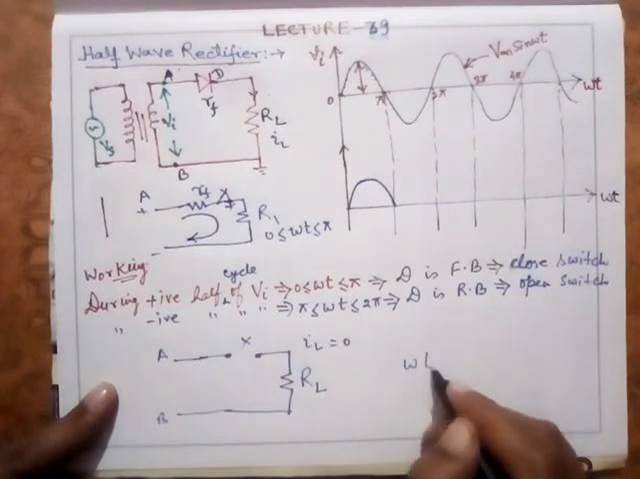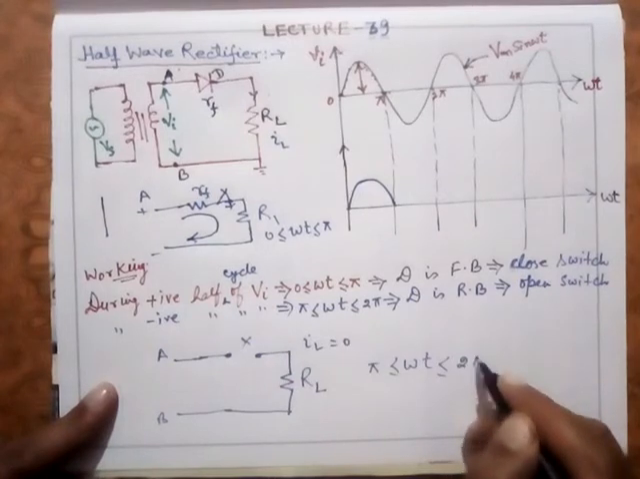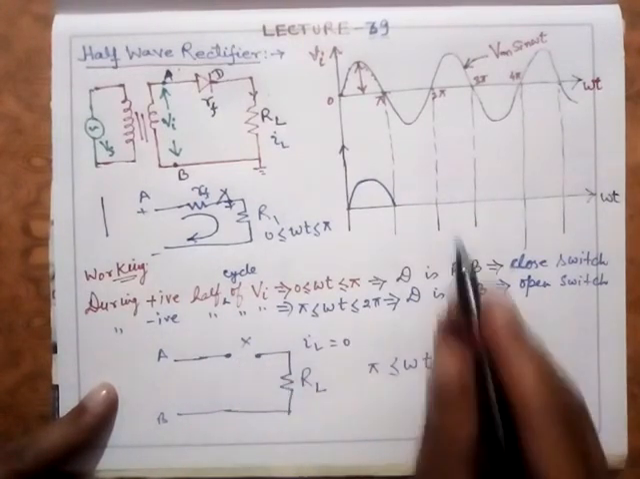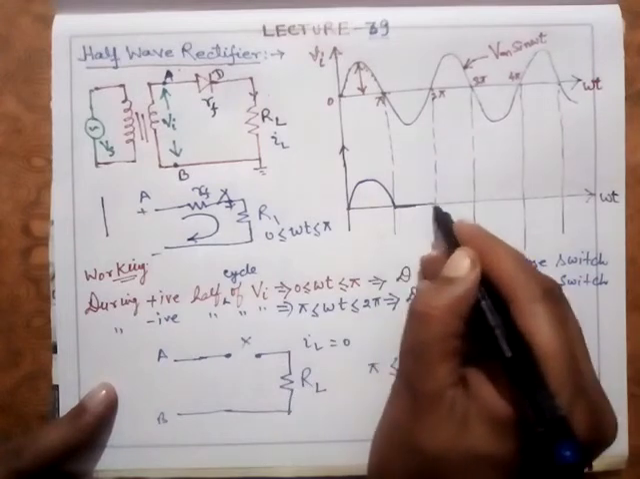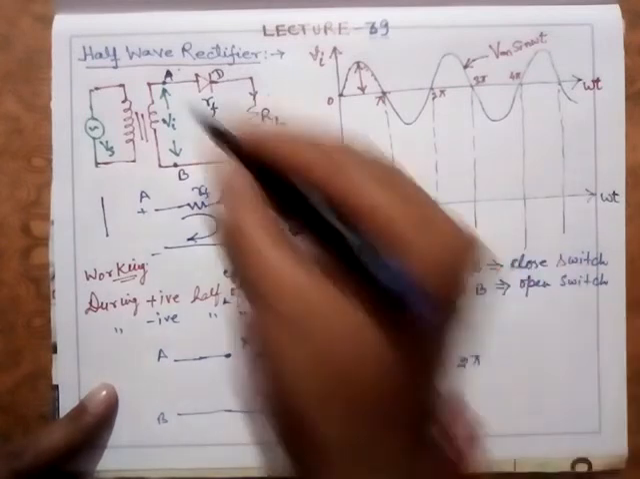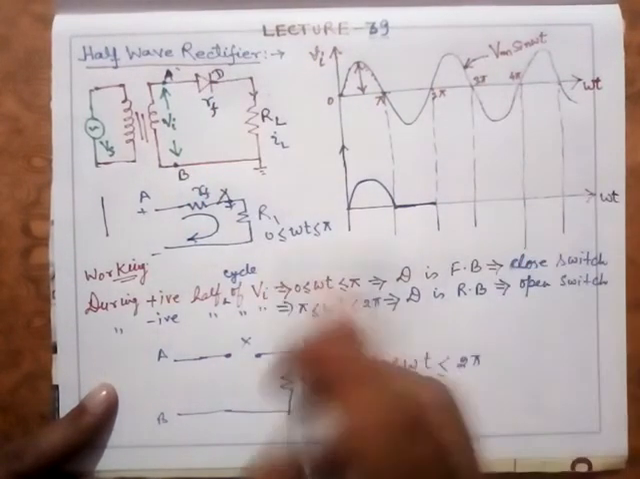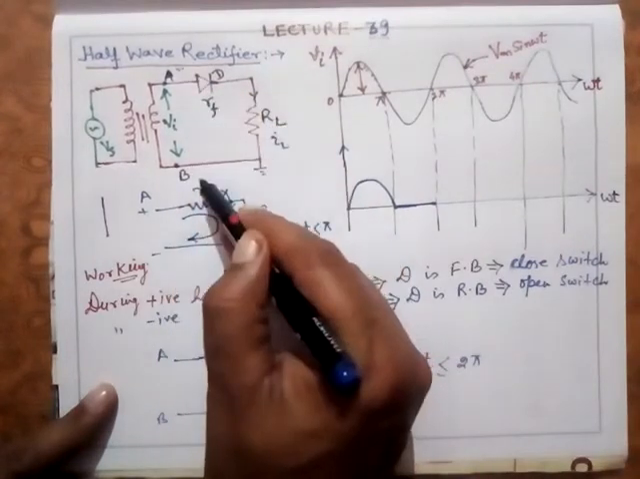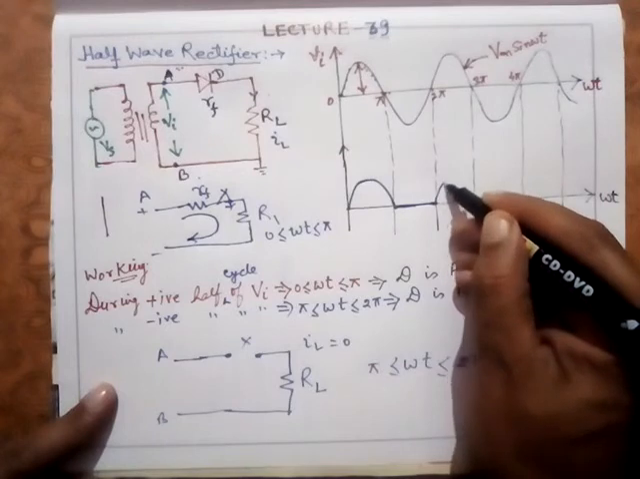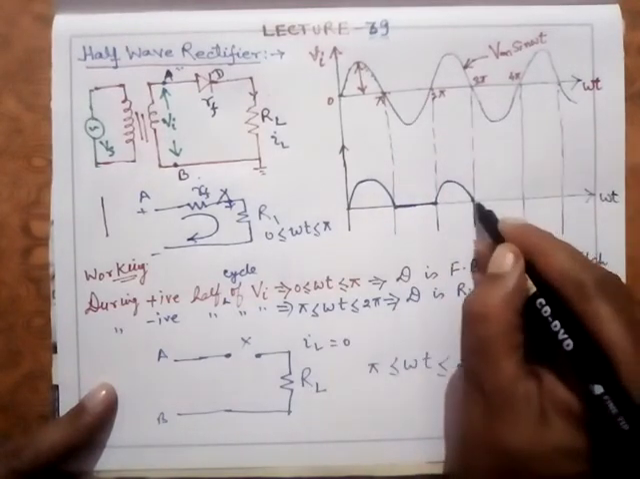This is the case when omega t is between pi and 2 pi. Under this condition, no current is flowing through the load, so I am showing this as 0 here. Again, during the positive half cycle, the same thing will repeat: A is more positive with respect to B, diode D is forward biased, and of course this output current will follow this input voltage here. Again this will be 0.